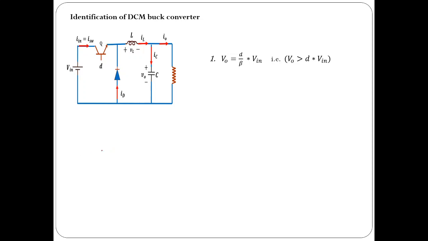For example, V0 and Vin both are given. Then verify whether V0 is the same as d into Vin or not for the buck converter. If V0 is equal to d into Vin, then that corresponds to continuous current mode operation or the boundary of continuous current mode operation. If both are not equal, and V0 is more than d into Vin, that corresponds to discontinuous current mode operation. So this is one way of verifying. This can be done if you know Vin and V0.